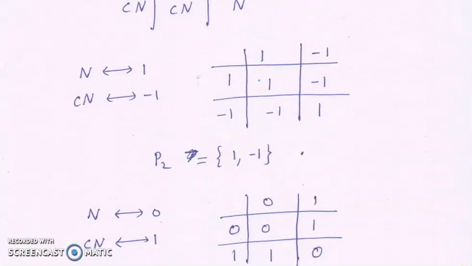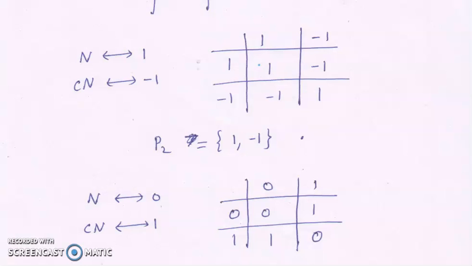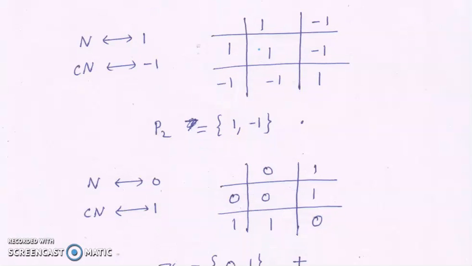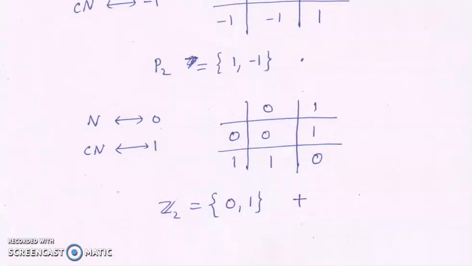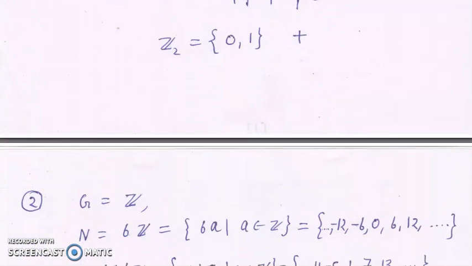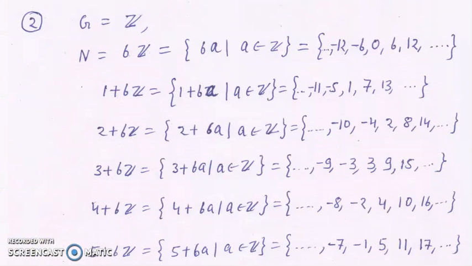One more thing you can do is replace N by 0 and cN by 1, then you will get this table, and you can see 1 plus 1 is 0. Can you guess which group it is? It is the group Z2 = {0, 1} with respect to addition. So actually these groups are all isomorphic, and we will discuss it when we discuss the isomorphism of groups. Now let us come to another example.